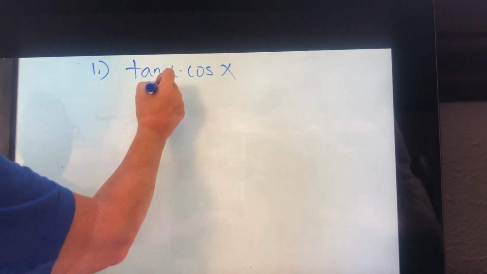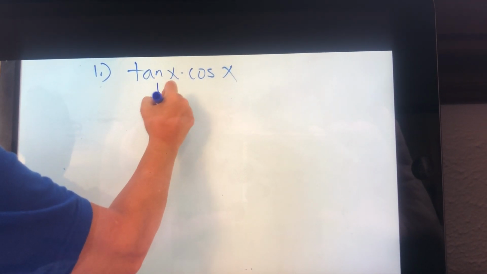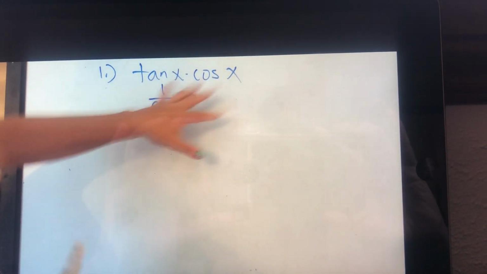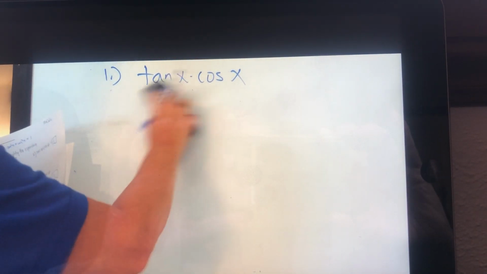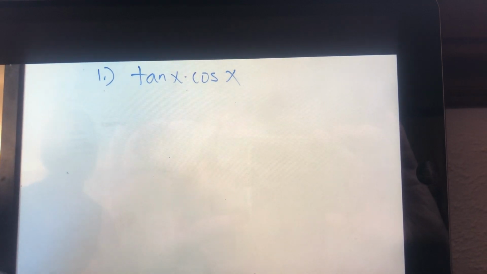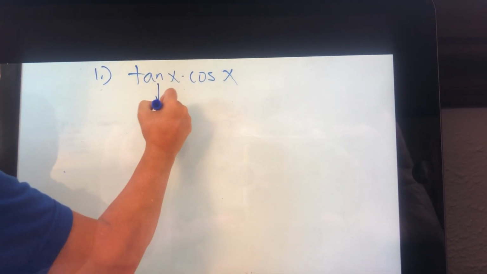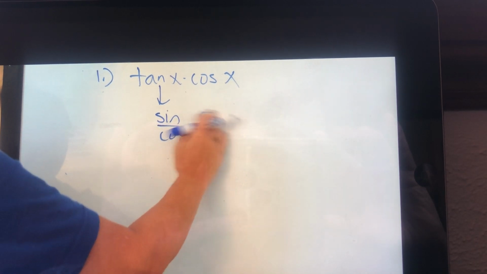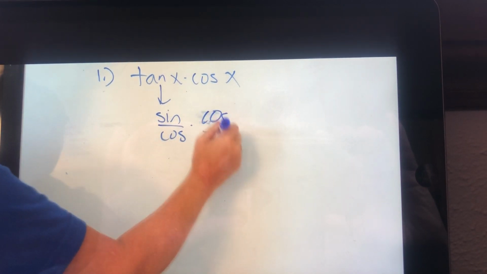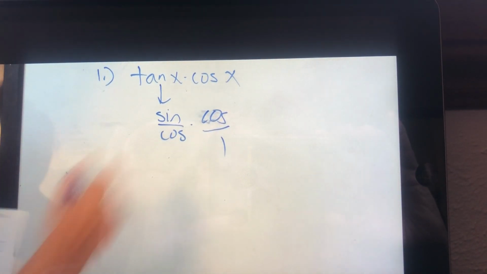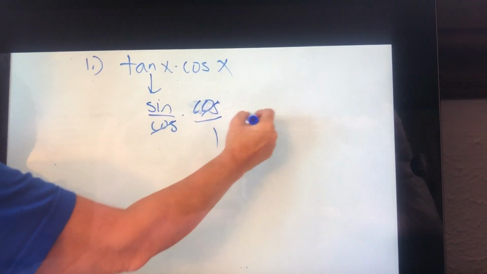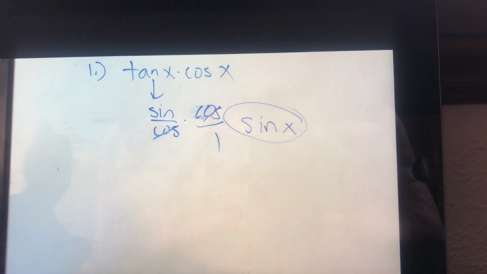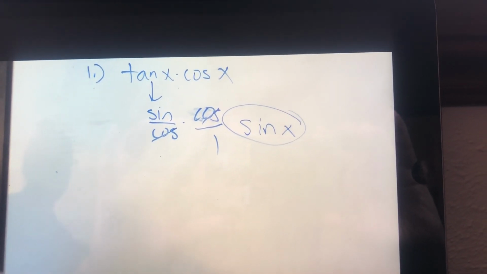So technically, guys, this is equal to 1 over cotangent. That is a true statement. But that doesn't help us simplify anything, so we don't use that. Sometimes we would, but in this case, we're going to switch tangent to be sine over cosine, and then we're going to leave that cosine over 1. And then if you look at that, the cosines can cancel, and you're left with sine x. Notice I leave the x and theta off quite a bit. I'm sure you guys are used to that by now.